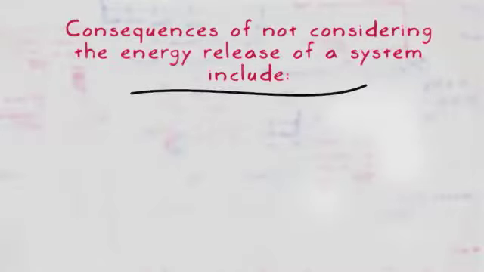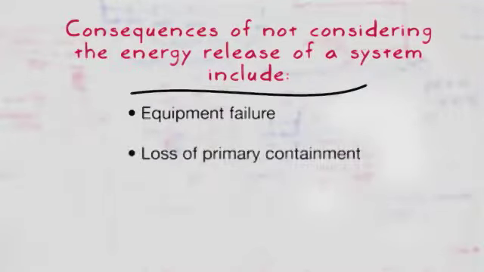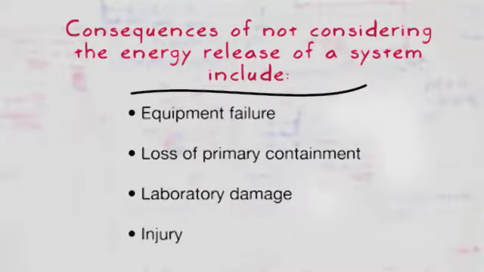First, let's start at the end. What happens if you don't calculate the potential energy release in a system? Well, the consequences could potentially affect your safety. Think equipment failure, loss of primary containment, laboratory damage, and the possibility of injury to you and your coworkers.